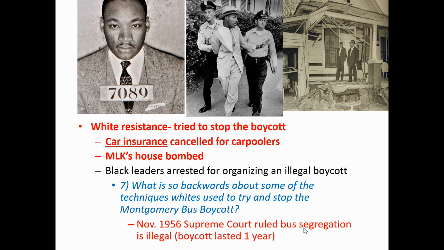Now, think about this. What is so backwards about some of the techniques above that whites used to try and stop the Montgomery bus boycott? Pick one of those and think why whites are backwards in enforcing those kinds of rules to stop the boycott. Go ahead and stop it, ask a question.